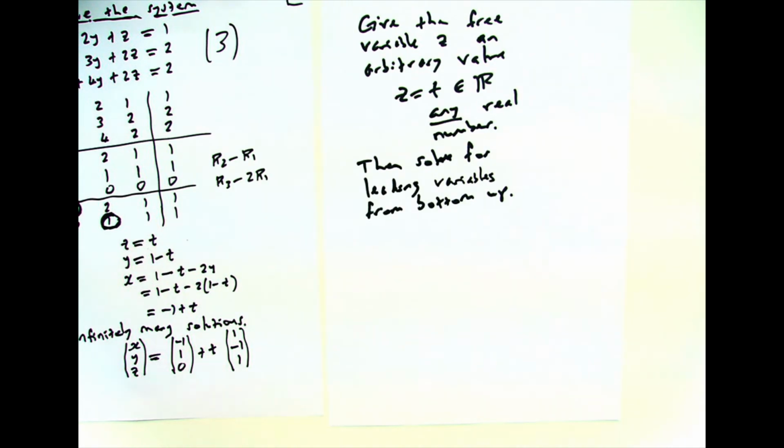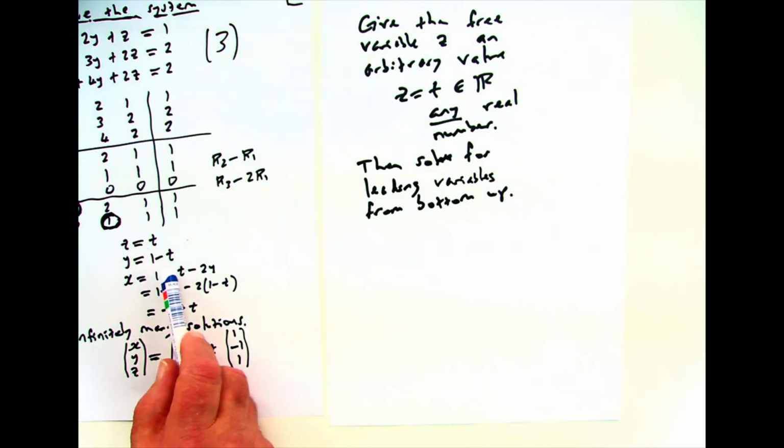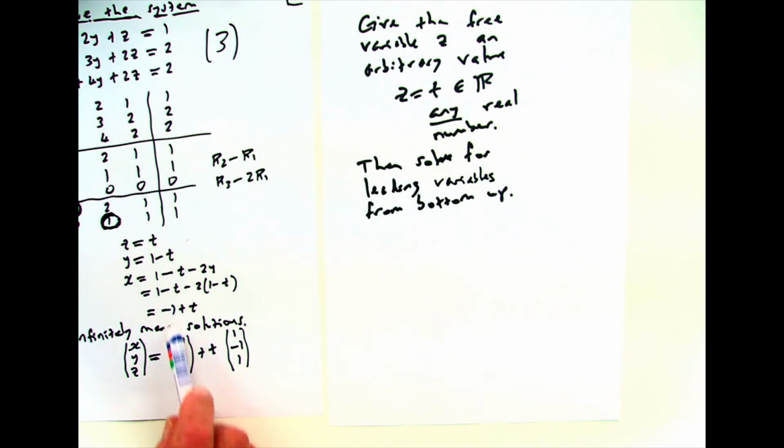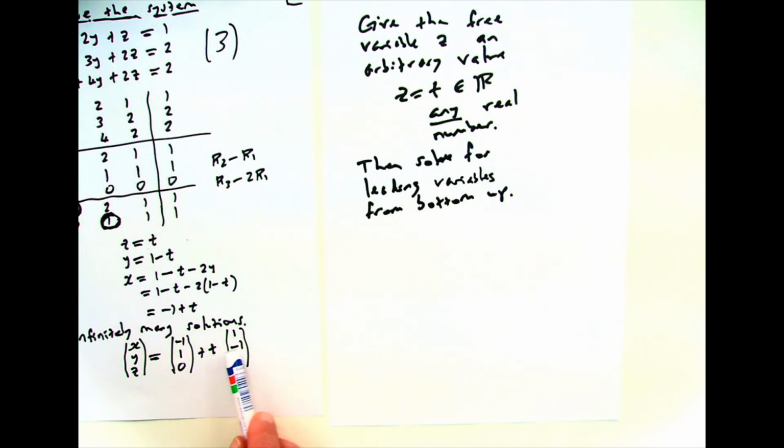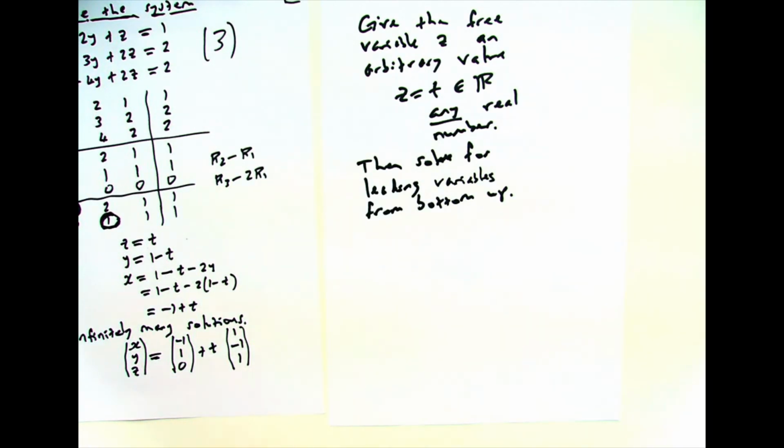We always solve from the bottom up. And we can write our solutions in vector form. So our solution x, y, and z, there's a constant, and there's a multiple of t. So x is minus 1 plus t. Y is 1 minus t. And z is t. So we can write our solutions in vector form.